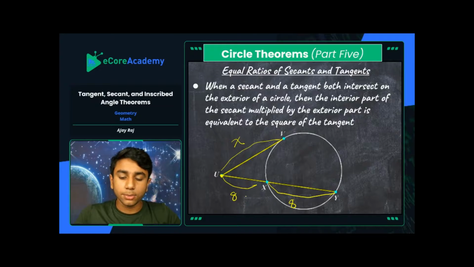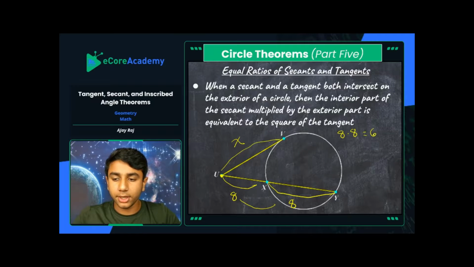Now once we multiply 8 by 8, we get 64. So you multiply the exterior part by the interior part, and this product, 64, is equivalent to the square of your tangent. That means 64 equals x squared. We square root both sides, and we get that x equals 8.